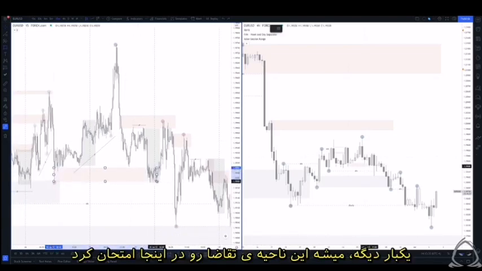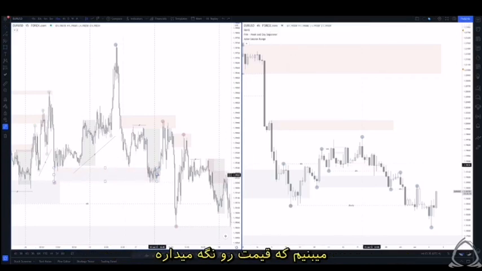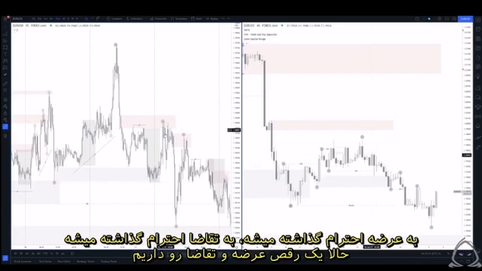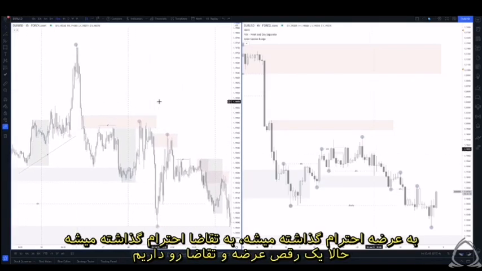We can draw a demand zone in this particular area. We can see it does hold initially. We get a reaction. We tap into supply. We respect supply. We respect demand. We're now having the dance of supply and demand.